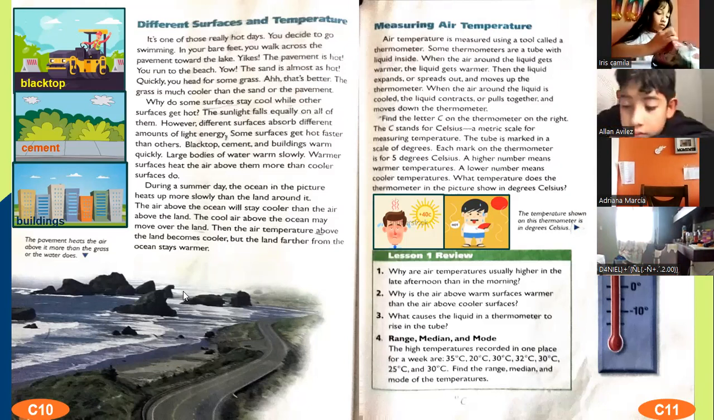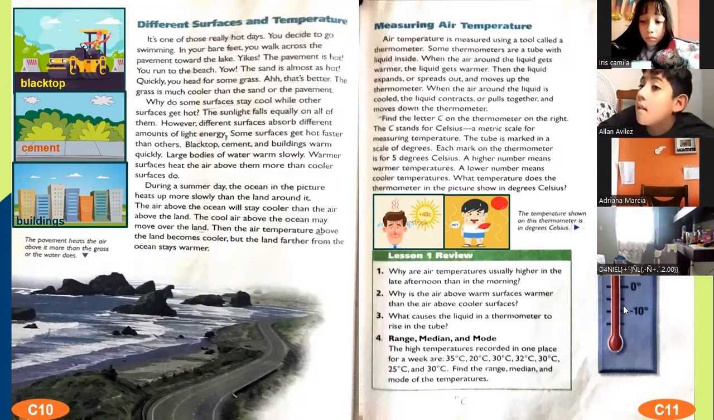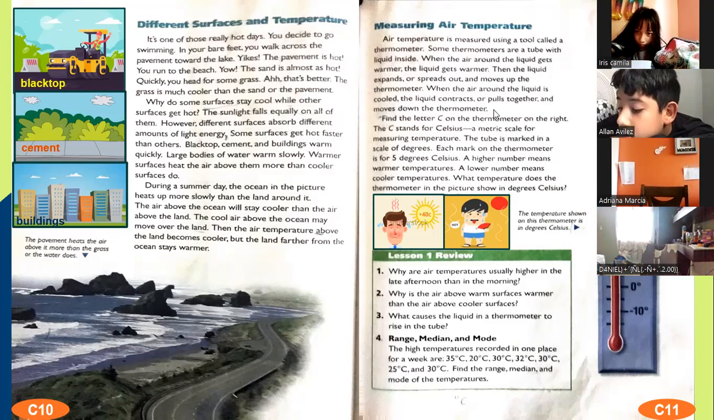Measuring air temperature. Air temperature is measured using a tool called a thermometer. Some thermometers are a tube with liquid inside. In this one, the liquid rises up when the temperature is hot, and goes down when the temperature is cool. When the air around the liquid gets warmer, the liquid gets warmer. Then the liquid expands or spreads out and moves up the thermometer. When the air around the liquid is cooled, the liquid contracts. Contracts, to pull together, se une. Entonces the level goes down.